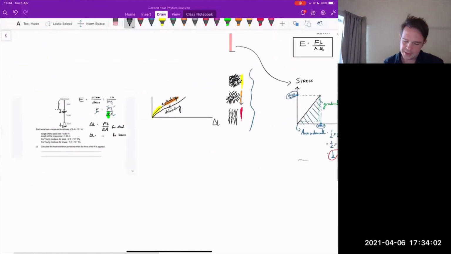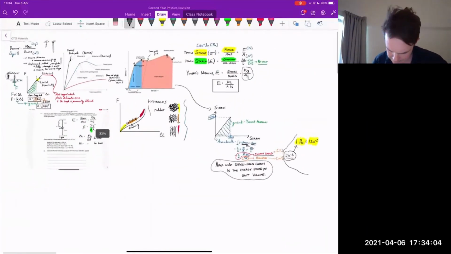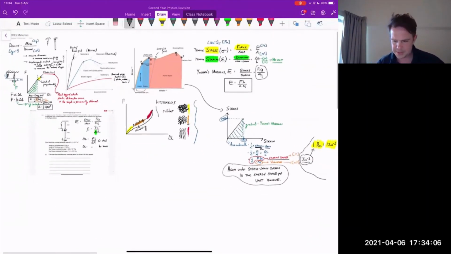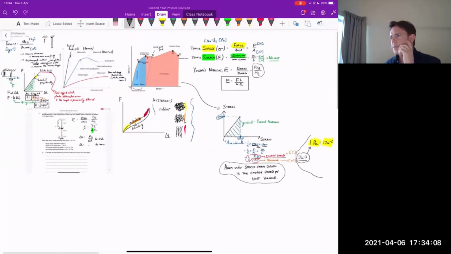So that actually summarizes the relationships and ideas that you need in the materials topic. That's not to say that you shouldn't now go away, have a look at some multiple choice questions, have a look at some of the long answer questions, and try to put some of this into practice.